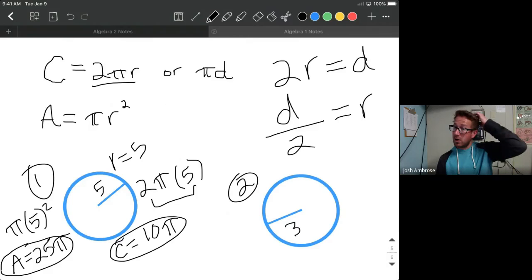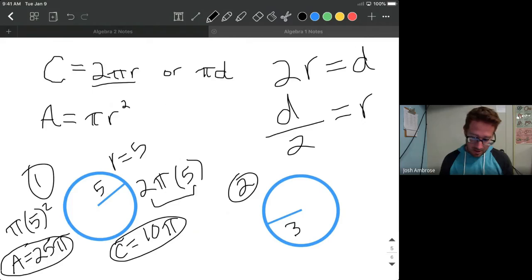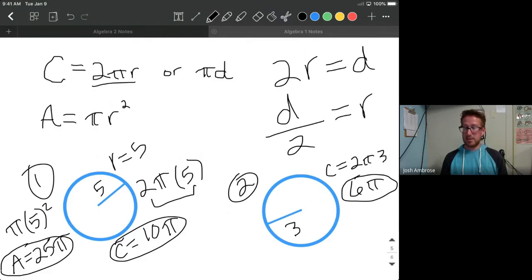All right, we have an r, a radius of 3. So we use the circumference. That is going to be c equals 2 pi, and then a 3. So 2 times 3, we get 6 pi. That is it. Again, leave it as pi.